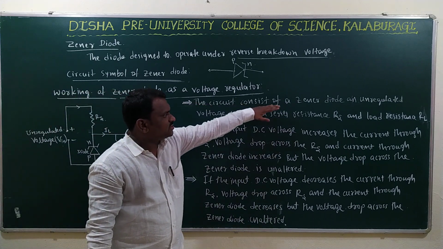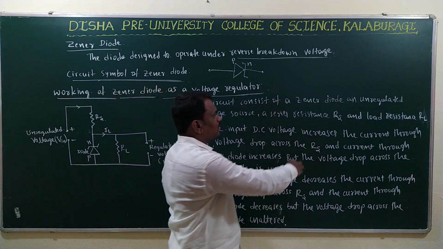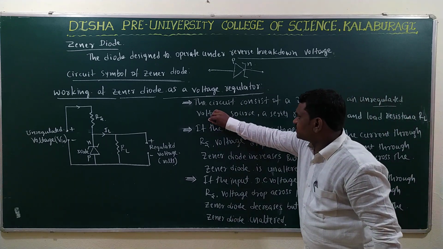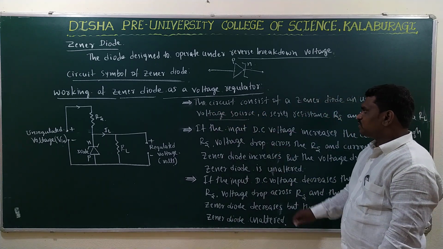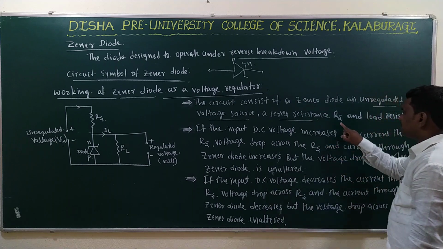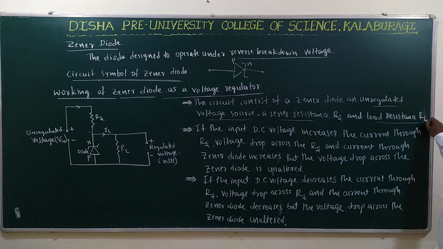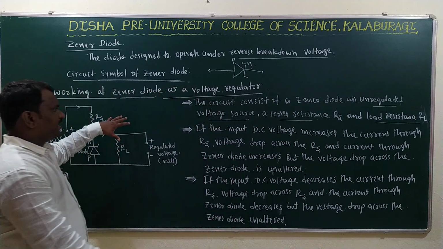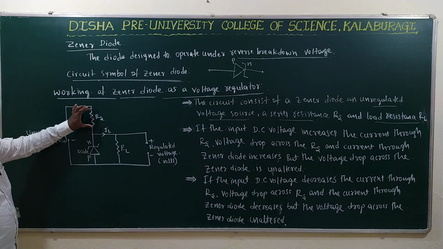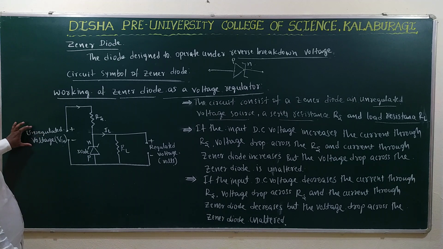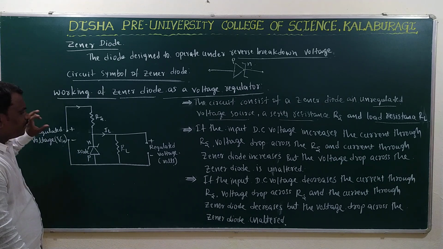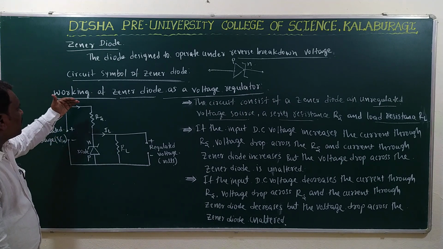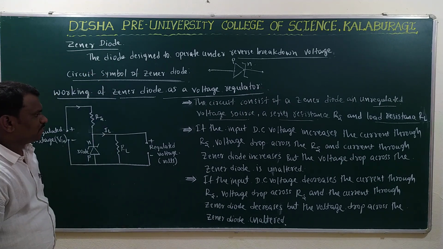Next, how the working takes place in the Zener diode. The circuit consists of a Zener diode, an unregulated voltage source, a series resistance Rs, and a load resistance RL. The complete circuit diagram contains the series resistance Rs, the unregulated voltage source, the load resistance, and the diode.